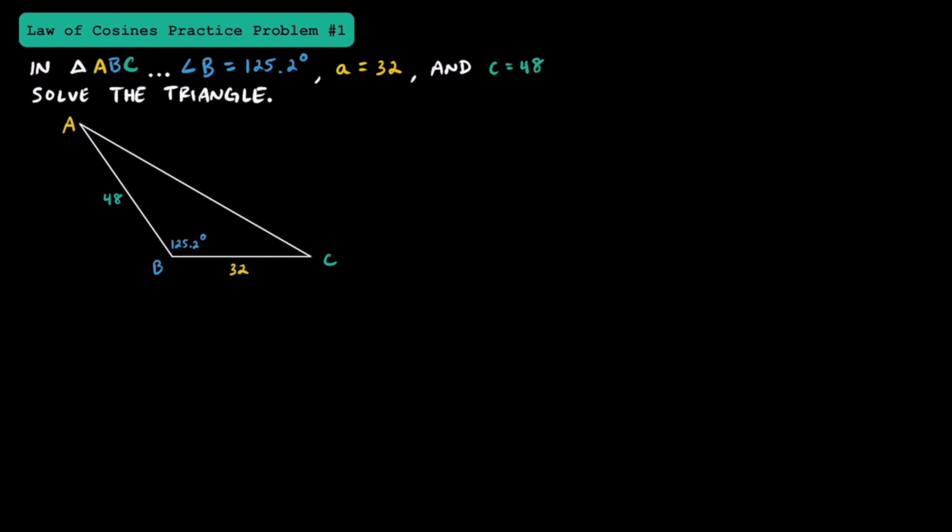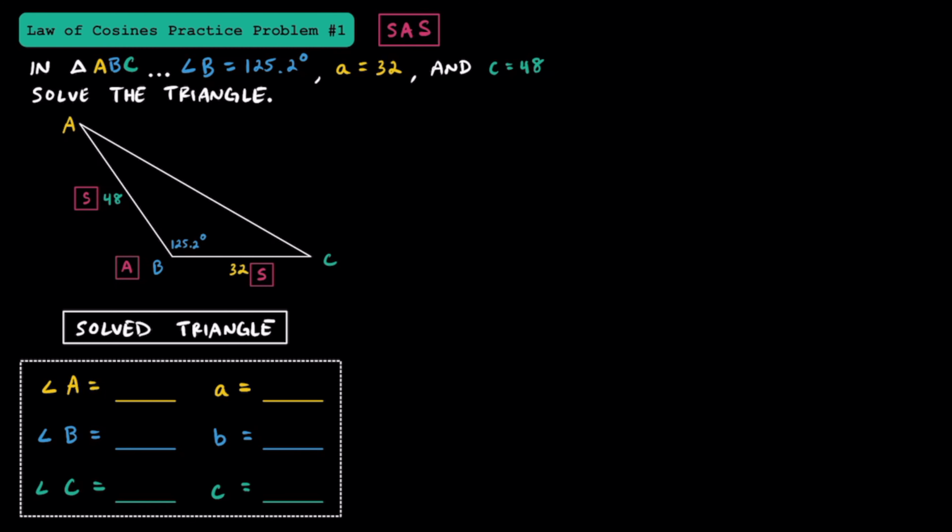Here's a sketch of the triangle that I made, and it looks like the given information we have consists of SAS, or side angle side. Remember, when the given information you have is SAS, you're going to use the law of cosines instead of the law of sines. We don't know angle A yet, but we know that side A is equal to 32, so I'm going to fill that in here. We know angle B is 125.2 degrees, but we don't know side B. And finally, we're given that side C is equal to 48.